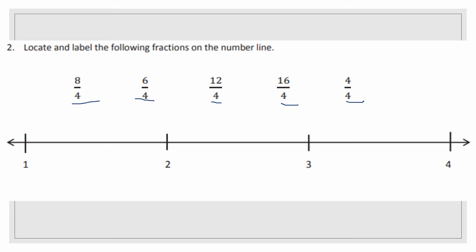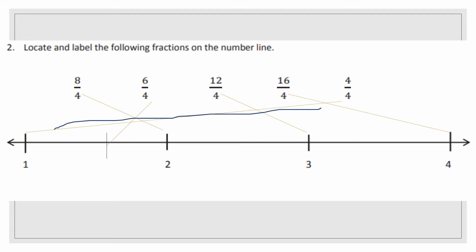All right, I'm going to go over the answers. If you need more time, as always, just press pause. So here you can see 4 fourths is all the way over here for 1. 6 fourths is here, because if you think about 4 fourths, 5 fourths, 6 fourths, and 7 fourths, 8 fourths, which is right here.